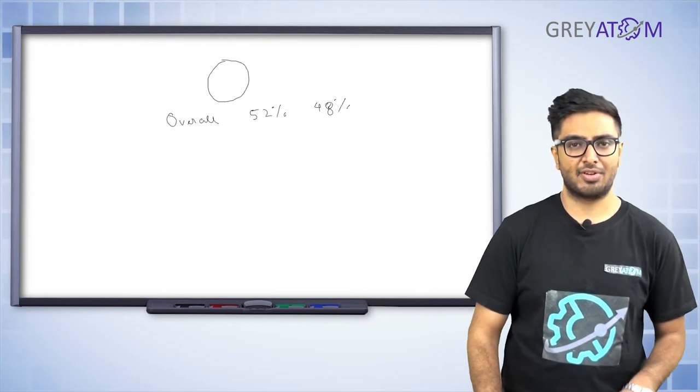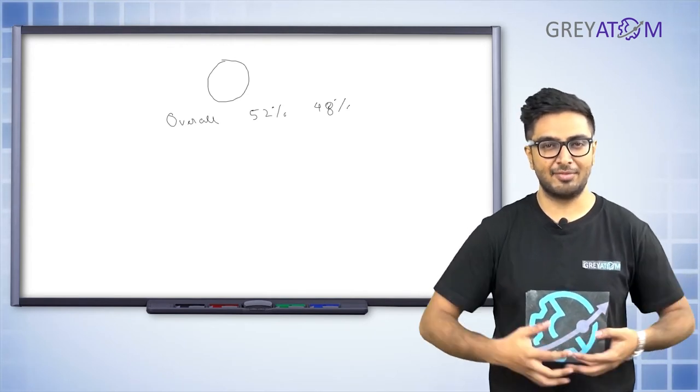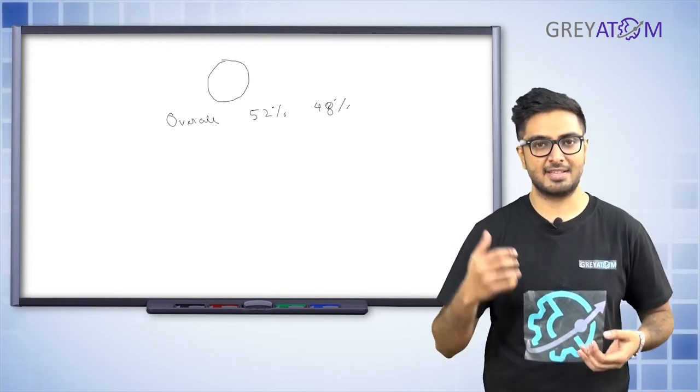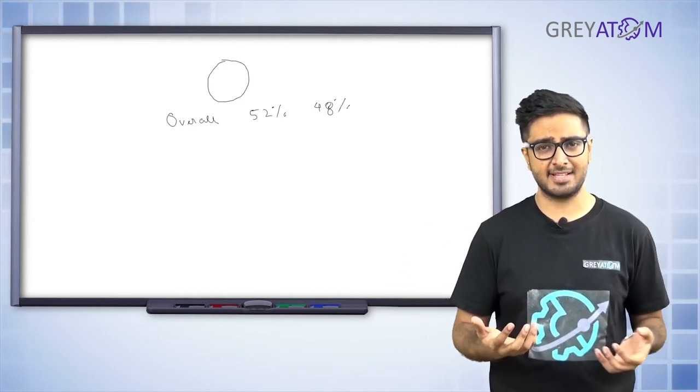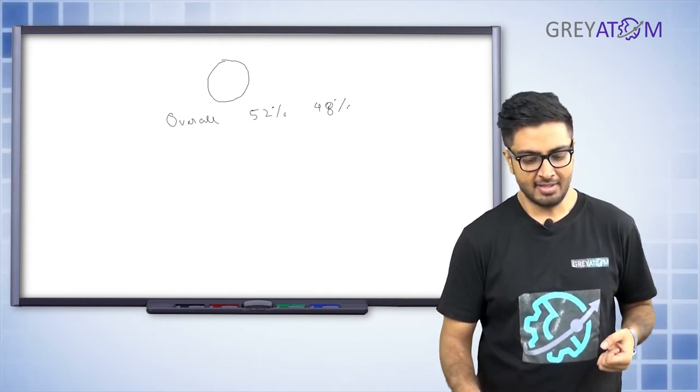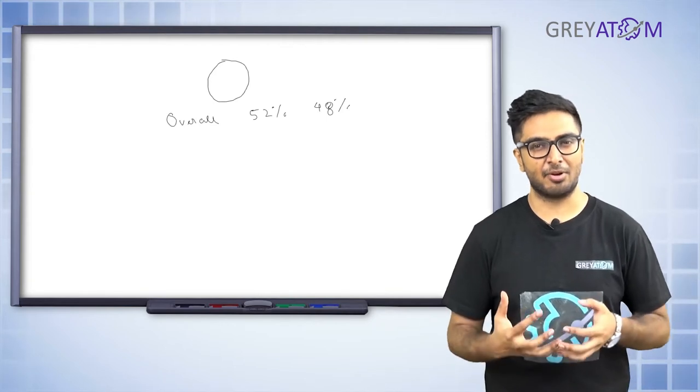Right? So 52 and 48. So that's a 50-50 split. We don't want that. Ideally, we want splits such that which is 100-0, right? That's the ideal split which we would want to go ahead with. So 50-50 splits are basically impure splits, right?